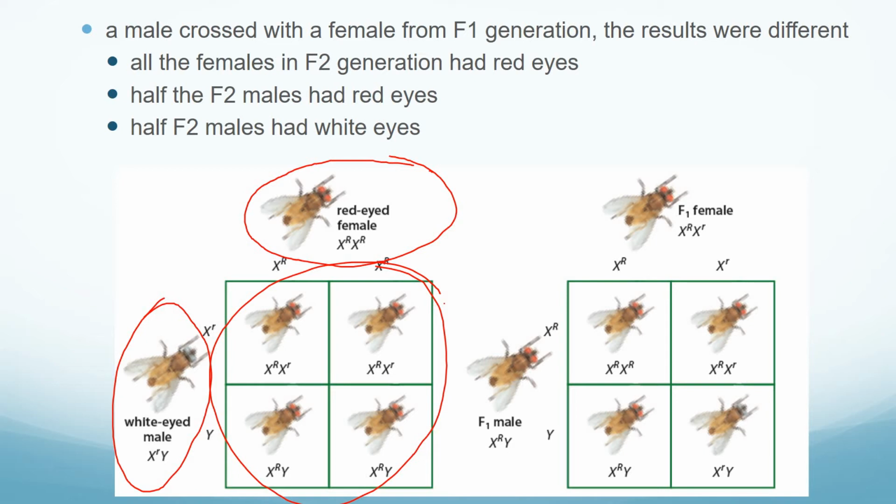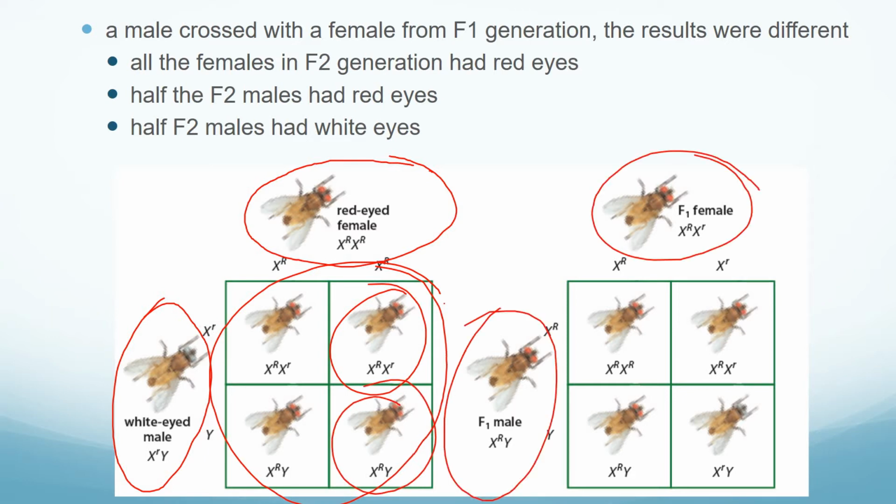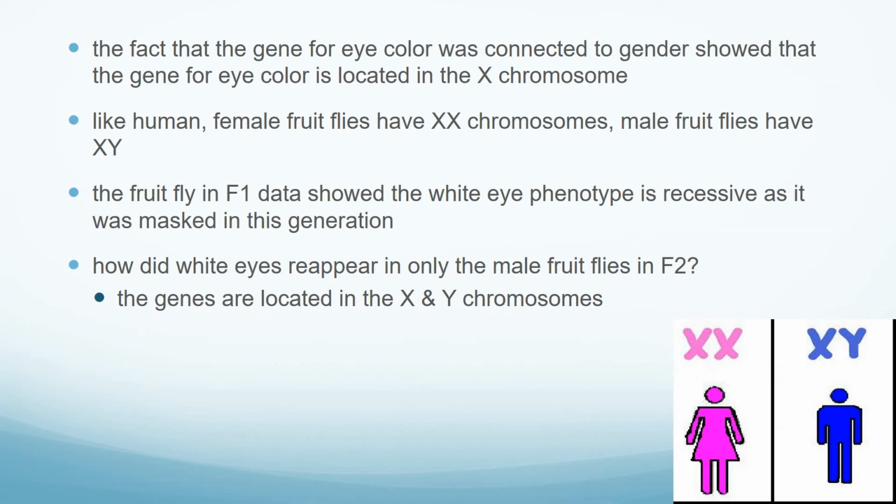Now, taking a female and a male from this generation, since they're all the same anyway, he crossed them, and the results now are different. The females have red eyes only, whereas the males have a combination. So 50% of the males had red eyes and 50% of the males had white eyes. The fact that the gene for eye color was connected to gender showed that the gene for eye color is located on the X chromosome.